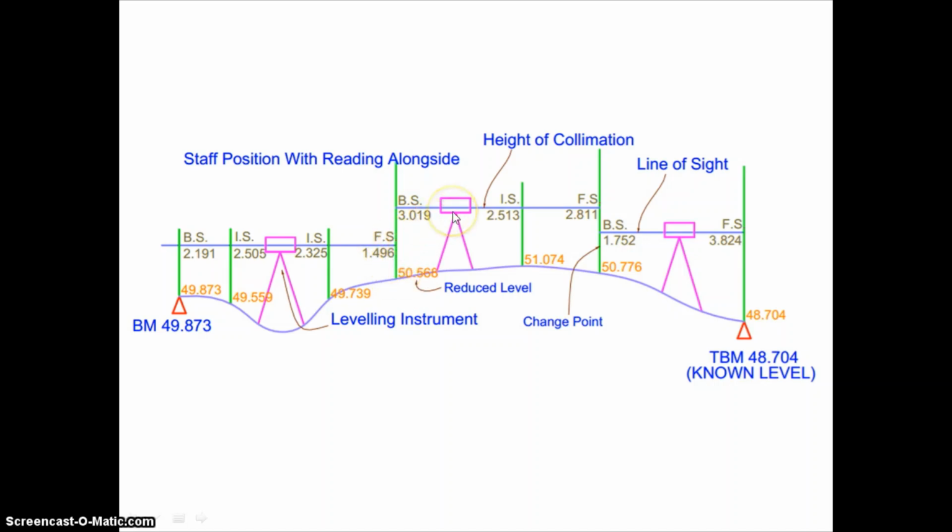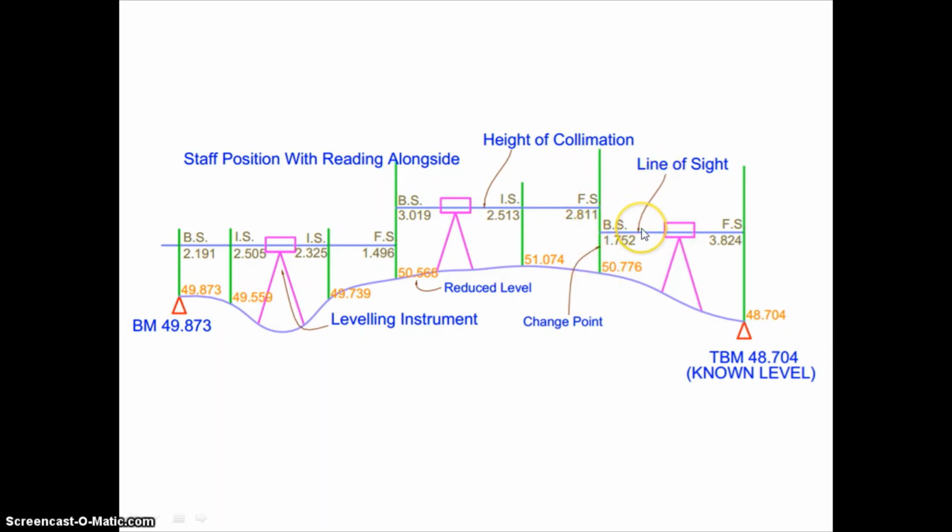Now you have to repeat the same procedure. You have to take another reading, that will be your IS. Then again here they have taken one reading, that is your foresight. Again they have taken a change point, which means this instrument is now shifted from this position to this position. So you have to take the reading, and this reading will be entered in the foresight column. And once you shift this instrument from this position, again you have to bisect the same staff, but this reading will be called a backside.